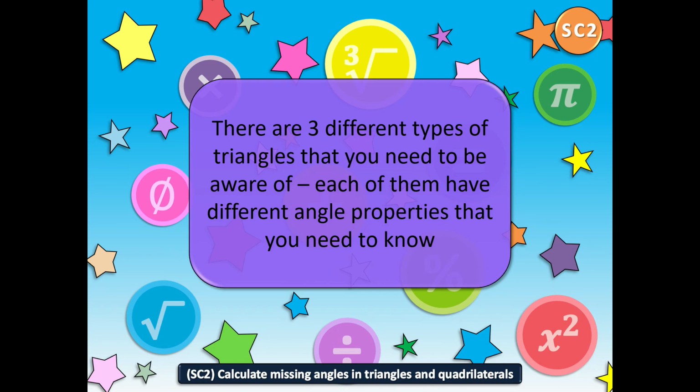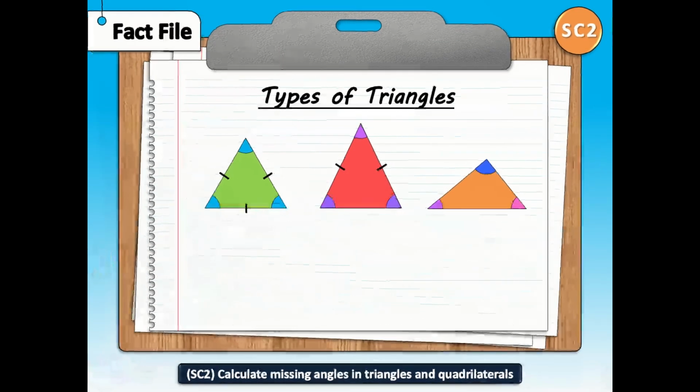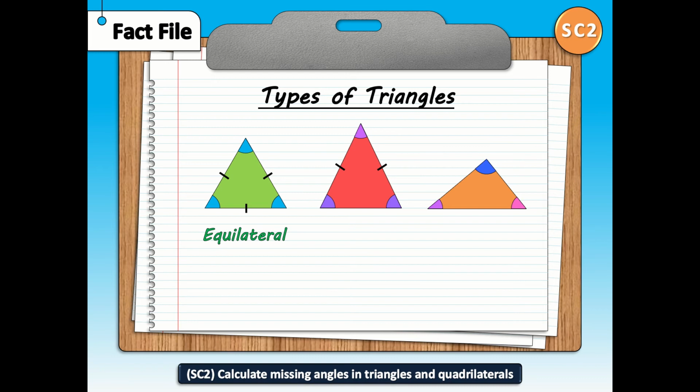There are 3 different types of triangles that you need to be aware of, and each of them have different angle properties that you need to know. So first of all, we've got an equilateral triangle, and that has 3 equal sides and 3 equal angles.